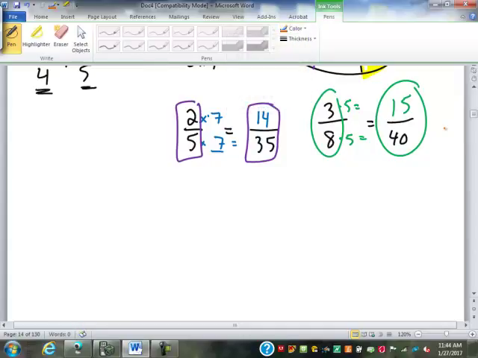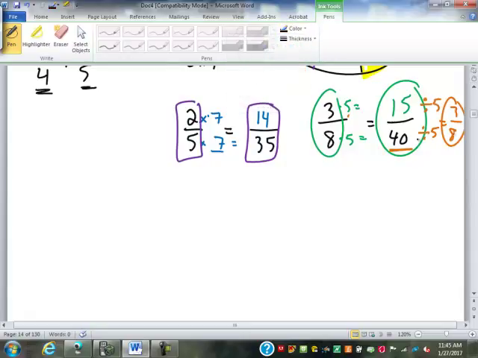Now what if we want to go the other way? What if we want to get back to the 3/8? Well, we multiplied by 5 on top and bottom to get from 3/8 to 15 40ths. The reverse of that would be to divide by 5 on top and bottom. 15 divided by 5 is 3. 40 divided by 5 is 8. And we've already established that 15 over 40 is the same as 3/8.